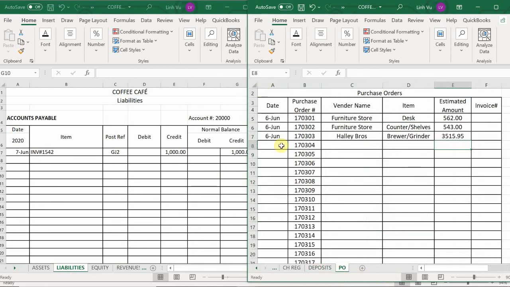In this case, yes, we received our counter and display shelves. What invoice number was that? But we have just 543, 69. That's because that was before shipping and before tax. Yes, it's the estimated amount, because that's what the purchase order is. They don't tell you in detail how much the shipping is, because they don't know. They just have to weigh it and ship it out.